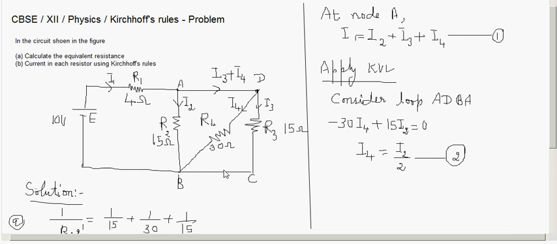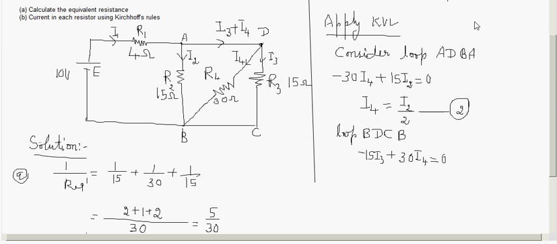Now consider loop BDCB. We have resistance R3 and R4. 15 I3, that is minus 15 I3, and then we have 30 I4, that will be plus 30 I4, equal to 0, or I4 is I3 by 2.